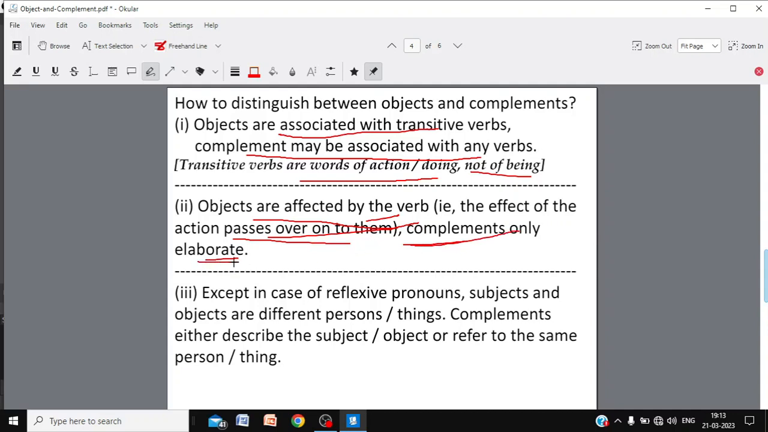They only elaborate further. Except in the case of reflexive pronouns, myself, himself, herself, subjects and objects are different persons or things. Complements either describe the subject or object or refer to the same person or thing.